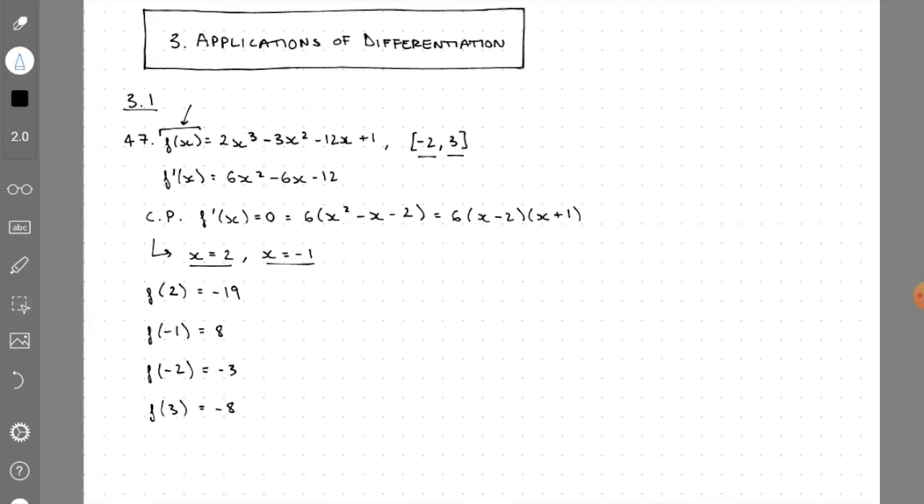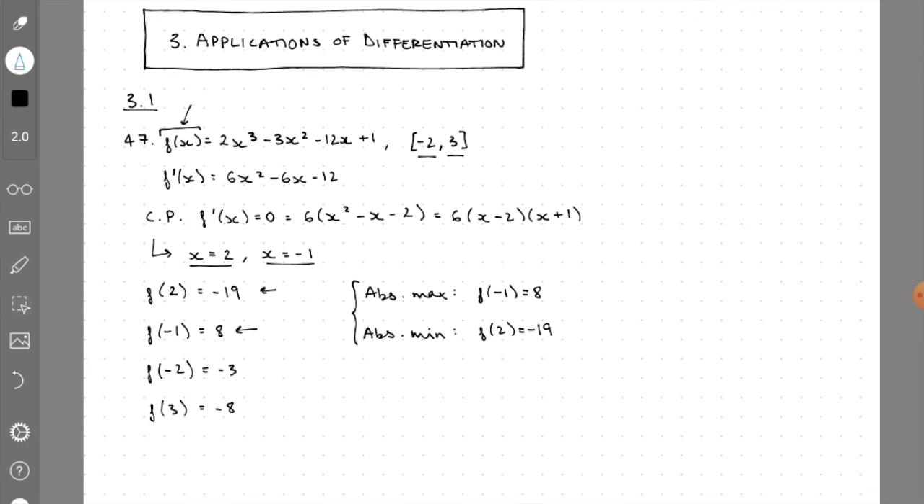In this case, we can see that this one is going to be the minimum, this one's going to be the maximum. So the absolute max and the absolute min, we can write this in multiple ways. I'm going to write it as, well, the absolute max is going to be f of -1, which is equal to 8, and the absolute min is going to be f of 2, which is going to be -19.